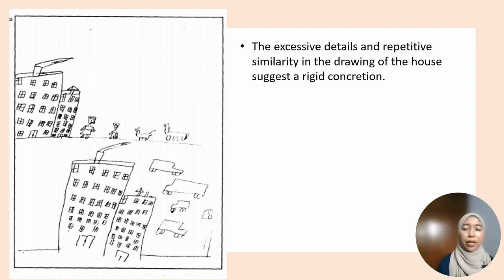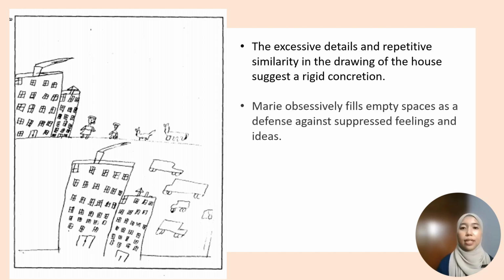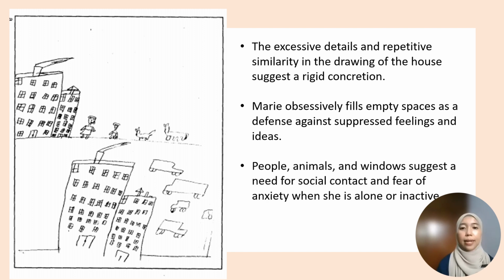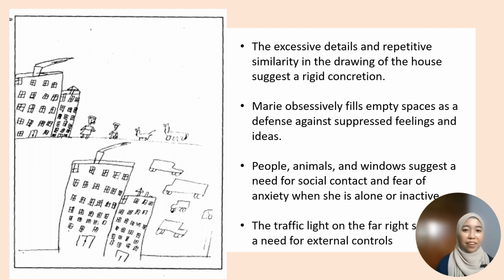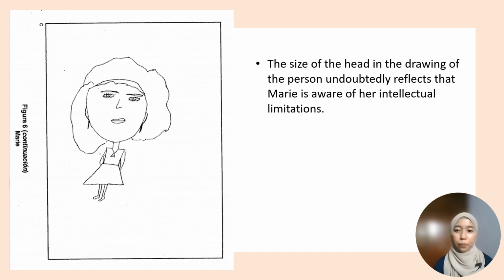So this is the drawing of the house. There are excessive details and repetitive similarity in the drawing of the house, such as rigid concretion, and Mary excessively fills empty space as a defense against suppressed feelings and ideas. And people, animals, and windows suggest a need for social contact and fear of anxiety when she is alone or inactive. And then there is also the traffic light on the far right side, meaning the need for external control.